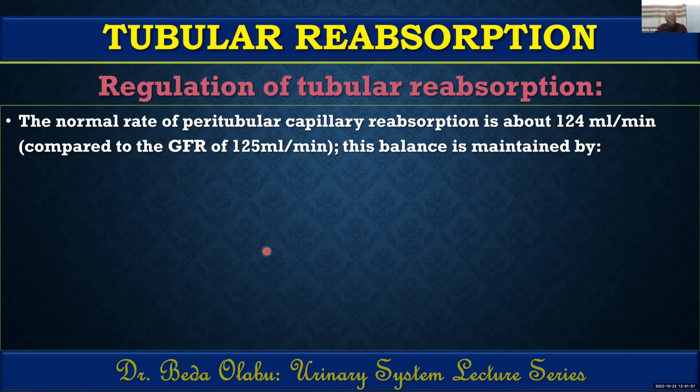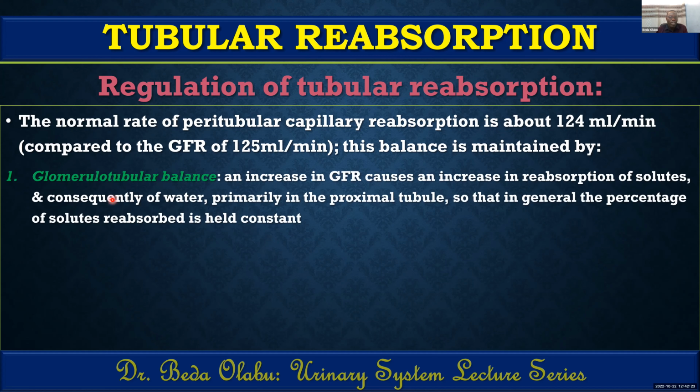We mentioned that the normal GFR is about 125 ml per minute. The normal rate of reabsorption is about 124 ml per minute. So we need a good balance between glomerular filtration rate and tubular reabsorption. How is this balance maintained? We have the glomerulotubular balance, which we had already indicated earlier, that if you have an increase in GFR, you'll have an increase in the reabsorption of solids. You'll also have an increase in the reabsorption of water, and this largely happens in the PCT. And because of that, in general, the percent of solids reabsorbed is usually held constant.